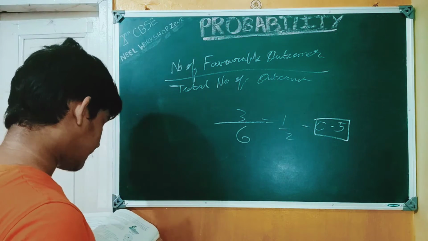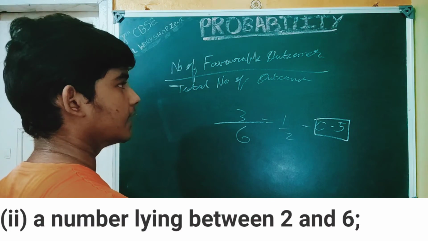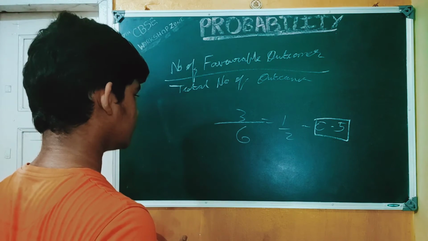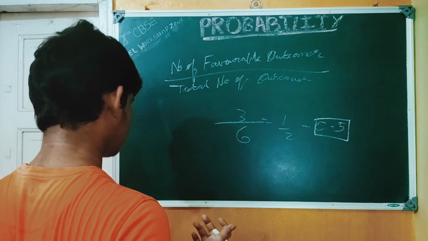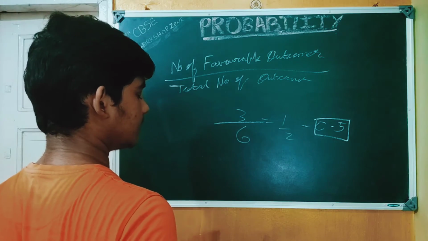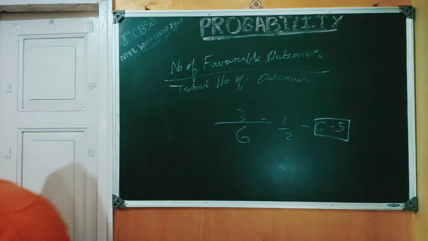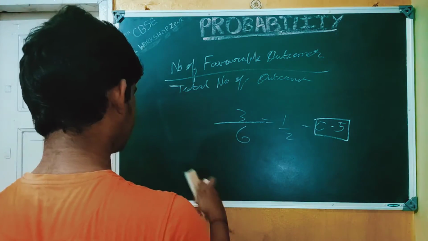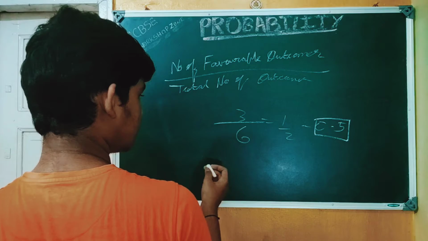The next one is a number lying between 2 and 6, which is 3, 4, 5, so that's 3 out of 6. And the other one is an odd number. An odd number is 1, 3, 5, so the answer is the same as for the first one.